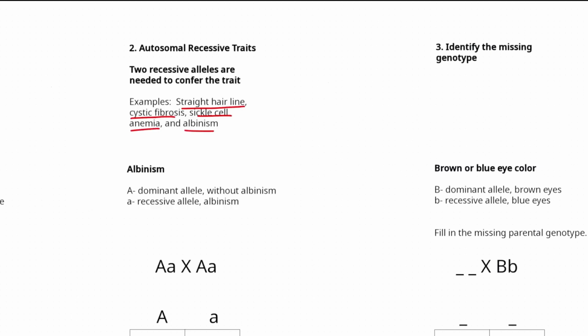So with recessive traits, you need 2 recessive alleles in order to have the trait. That means individuals who are little a, little a will have albinism. Albinism is a loss of melanin.